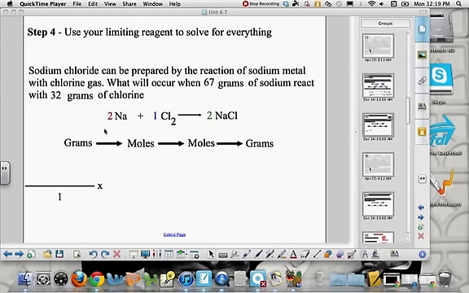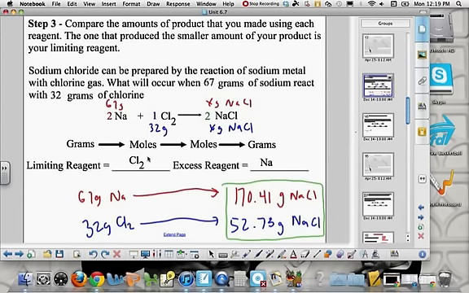Here's step 4. For step 4, we're going to take our limiting reagent to solve for everything else that we had, including our product and our other reagent, our excess reagent. What we want to do is we've already taken a look at using our limiting reagent. And if you remember in the last video, we said that our limiting reagent was chlorine. We already solved using our grams of chlorine for sodium chloride. So we already did that step.